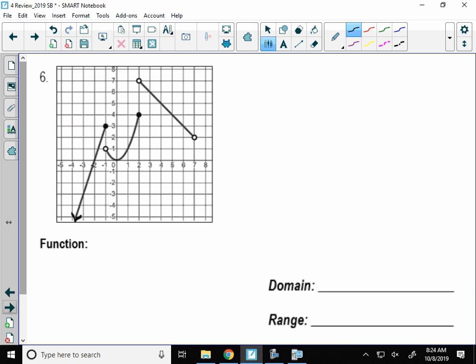All right, next one, number 6. Let's do the same thing. So I'll have my function f of x. And again, there's 3 parts to this graph, so I'll have 3 equations. The left one here is a ray. So let's find the slope of this line.